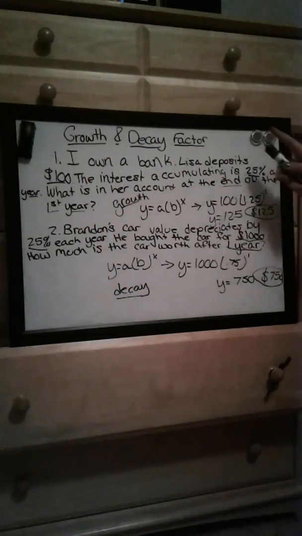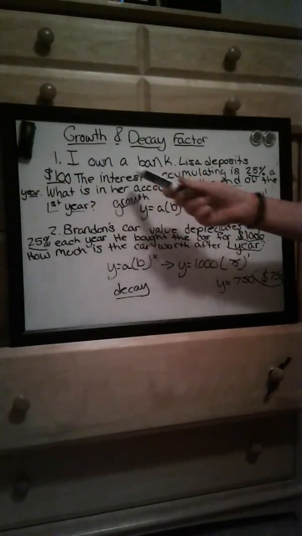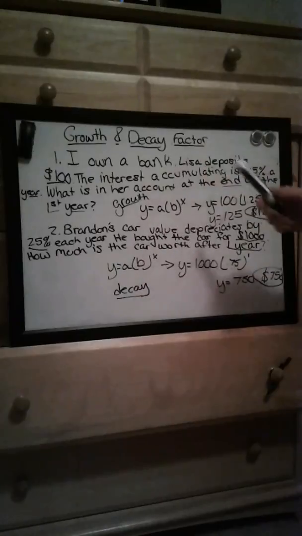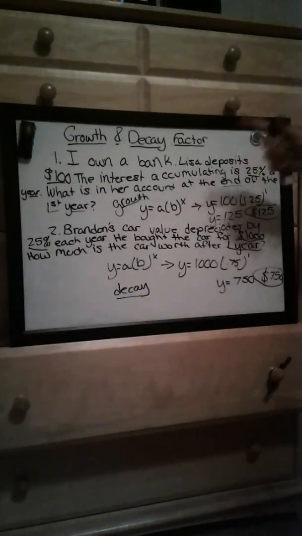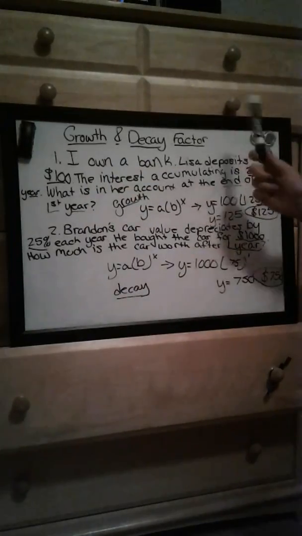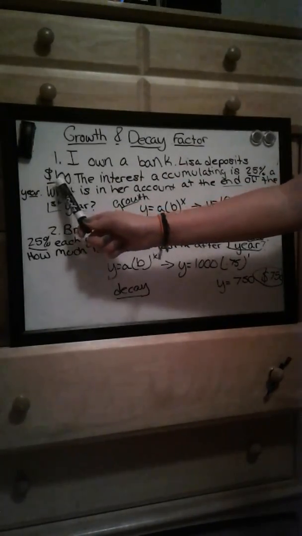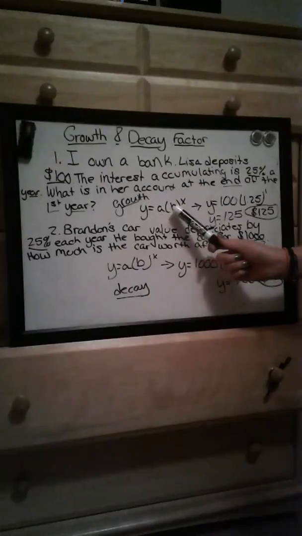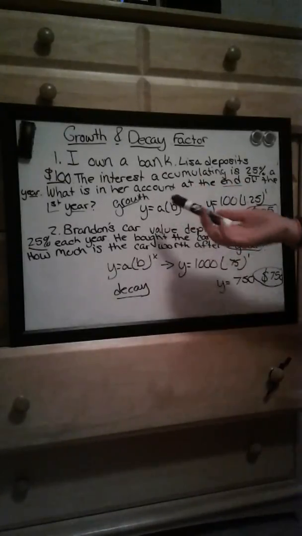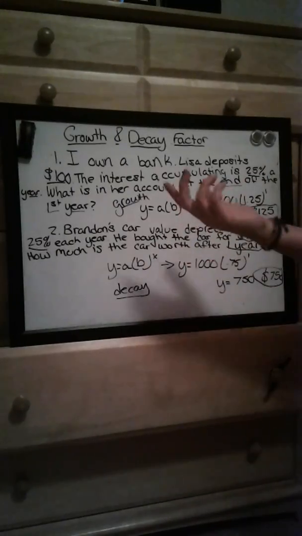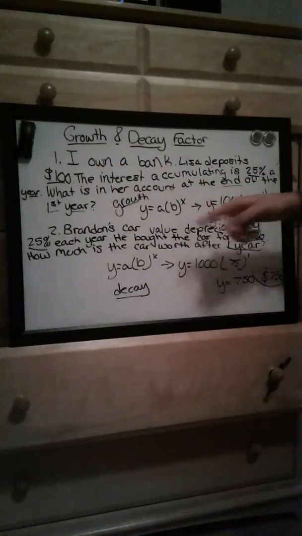Okay, so we've already gone through, I own a bank, Lisa deposits $100. The interest accumulating is 25% a year. What is in her account at the end of the first year? Okay, so that's pretty big, so let's break that down. I always like to underline what's important. So Lisa deposits $100. So I know that my equation is y equals a times b to the x. So I know I'm looking for a starting value. Well, she starts out with $100, so that's her starting value, 100.